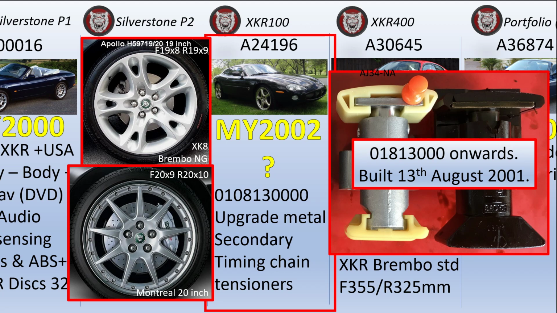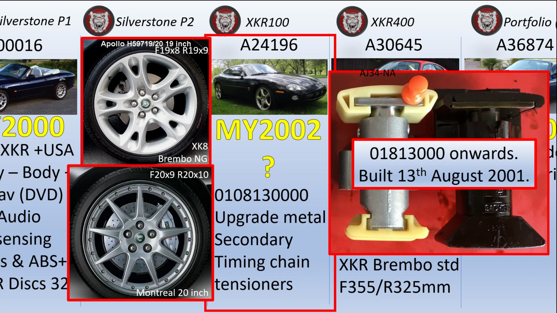Another point of note, at the same time, there was the upgrade to metal secondary timing chain tensioners. This is again from engine number 018-13000 or build date 13th of August 2001. So again, similar but not the same time as model year 2001, so you have to be really careful and look at your engine number to be sure you've got metal secondary timing chain tensioners.